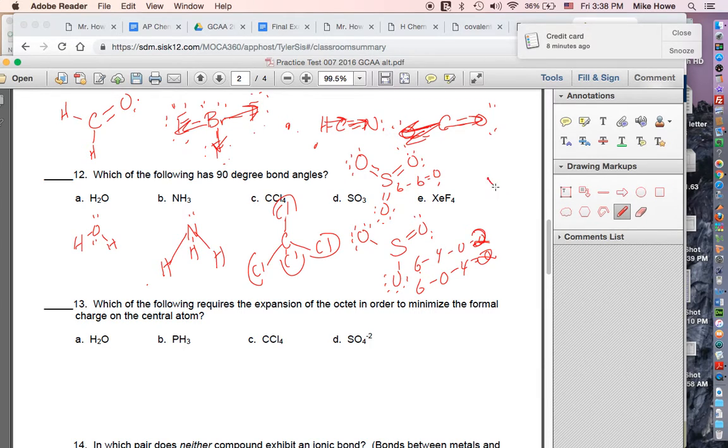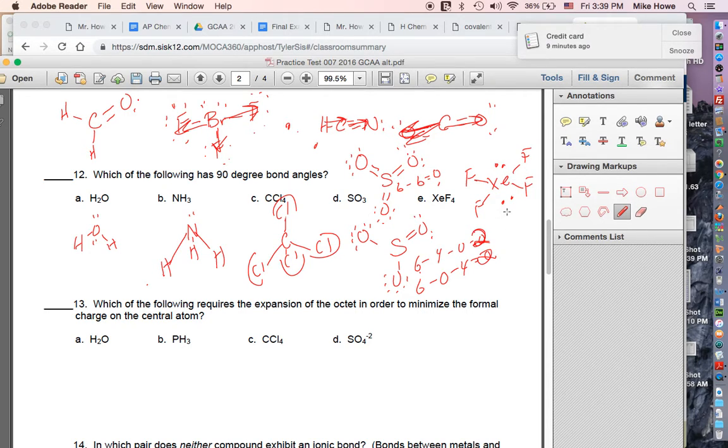Then the XeF4, it'll look like this. It'll have fluorines in a square, like that. And then it has a pair of electrons up here and a pair of electrons down here. So that's a square planar. And these bond angles are all 90 degrees. So it doesn't look like 90 degrees the way I drew it, unless you start thinking about it three-dimensionally.